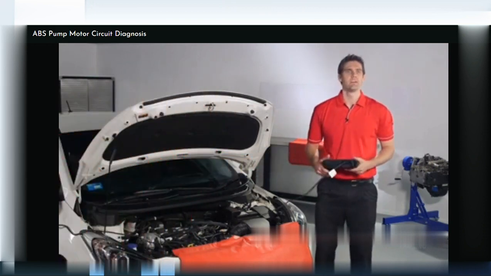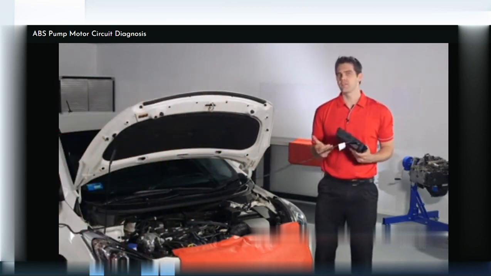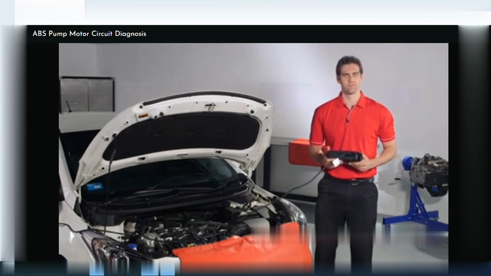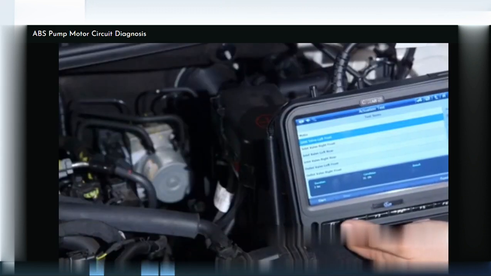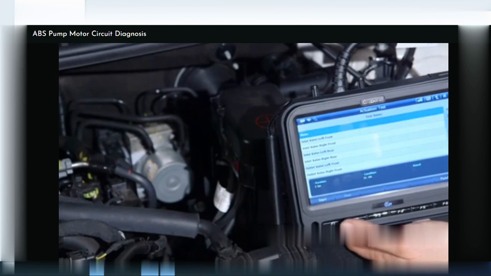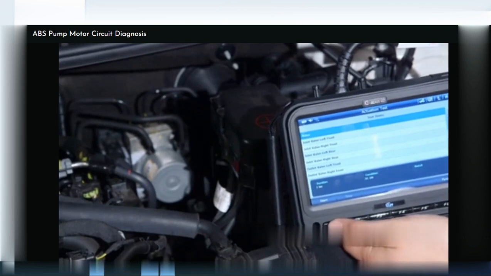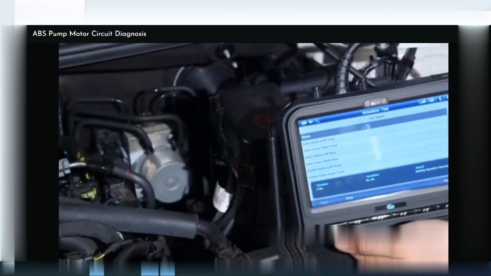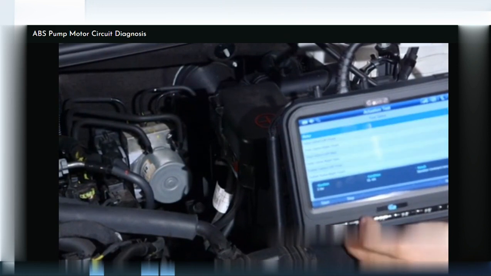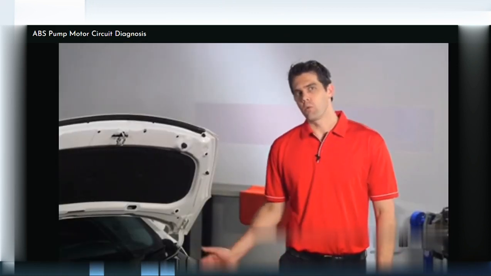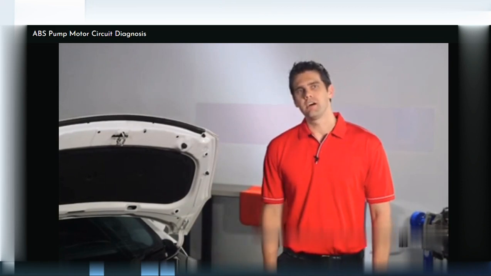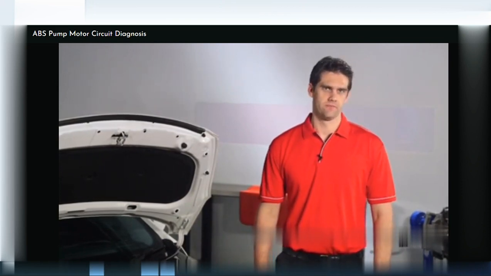To start the diagnosis, confirm the fault using a scan tool. If possible, check the parameters of the pump motor and actuate the component via the scan tool. This may save you time when diagnosing. This fault could be in the wiring, the pump motor or the control module.